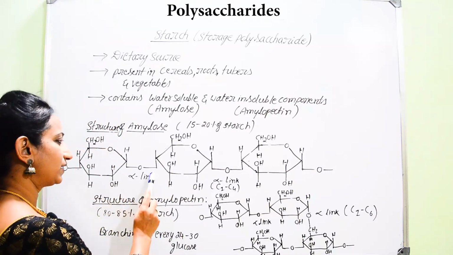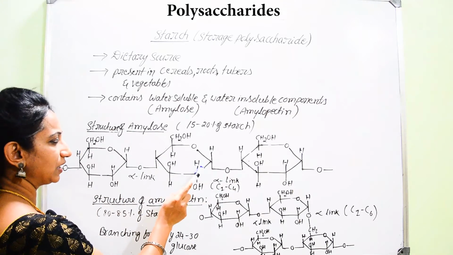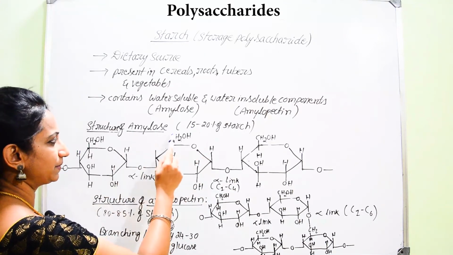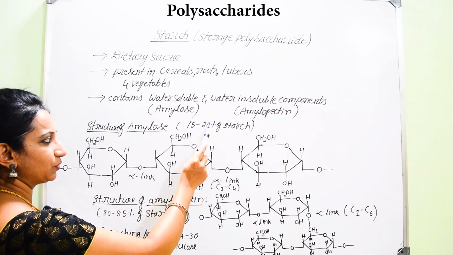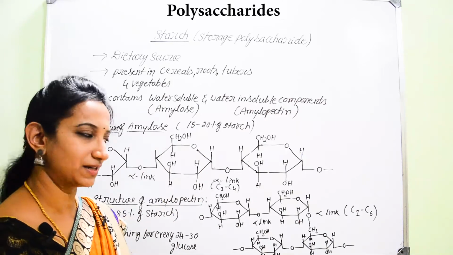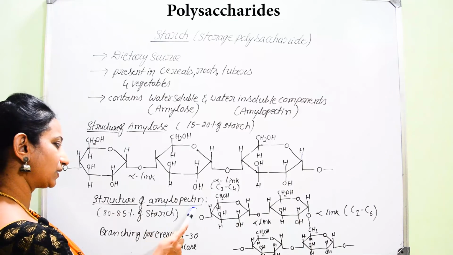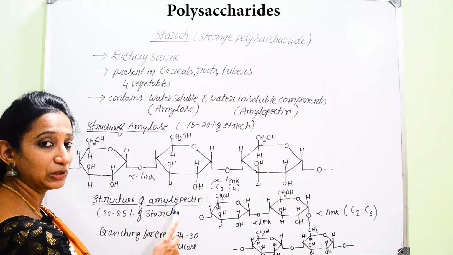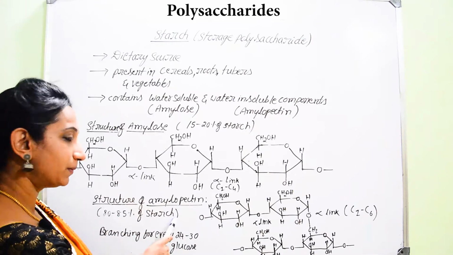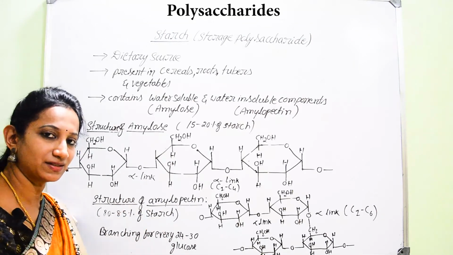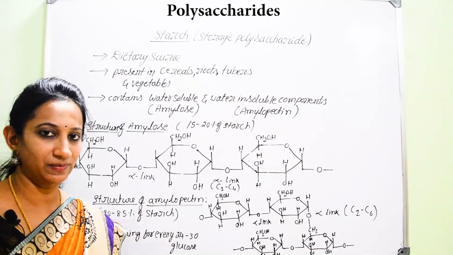Next, since this is a straight chain, it is easy for it to become soluble. Of course, what is the percentage of amylose in starch? It is present around 15 to 20% of starch. And the other, water insoluble component is called amylopectin. This amylopectin constitutes about 80 to 85% of the starch. It is the major constituent of starch, and it is highly insoluble in water.